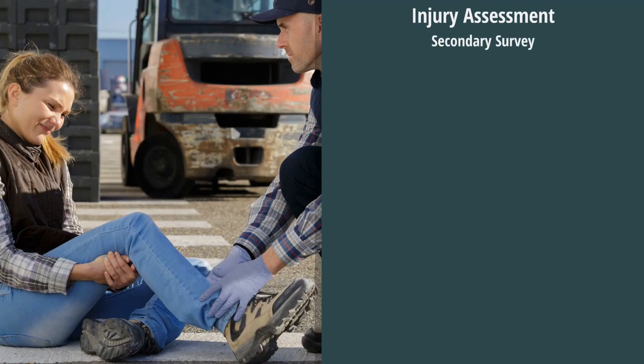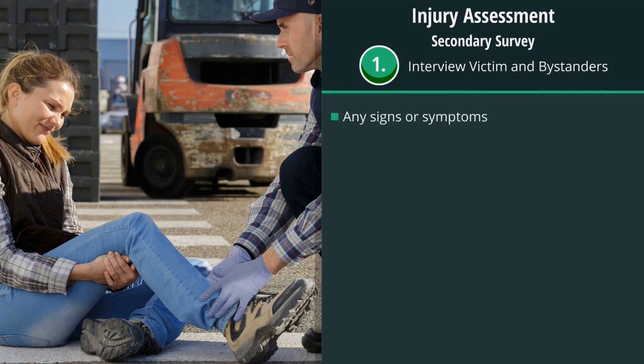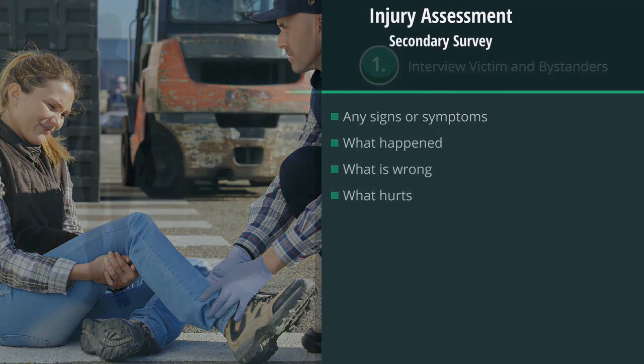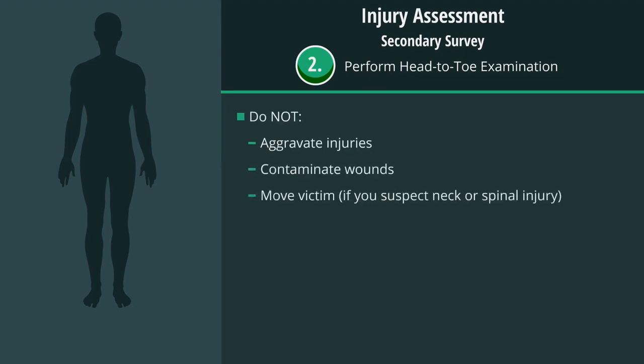The secondary survey injury assessment process has two basic steps. The first step is to interview the victim and bystanders. If the victim is conscious and can speak, learn whether he or she has any signs or symptoms that would indicate a condition that could become life-threatening. Find out what happened, what is wrong, or what hurts. The second step is to perform a head-to-toe examination to look for injuries. Be sure to tell the victim what you are doing and why. Do not aggravate injuries, contaminate wounds, or move the victim if you suspect a neck or spinal injury.